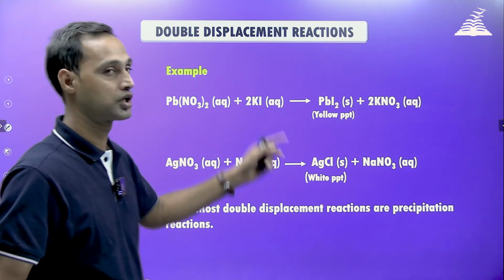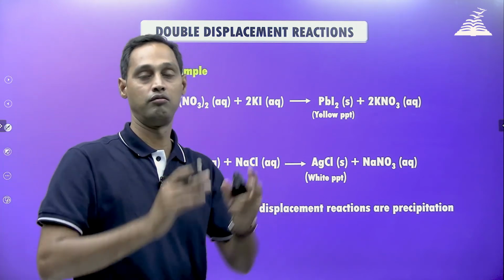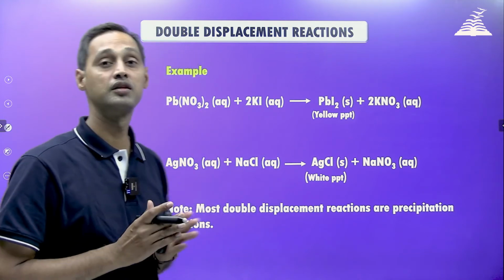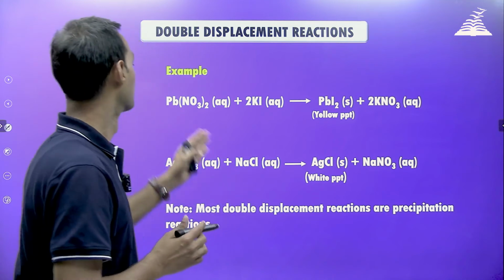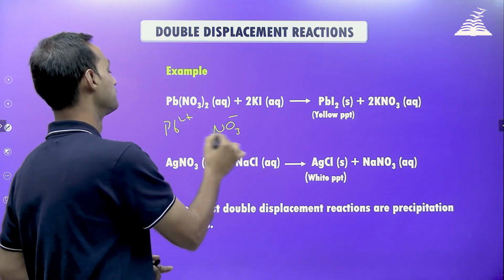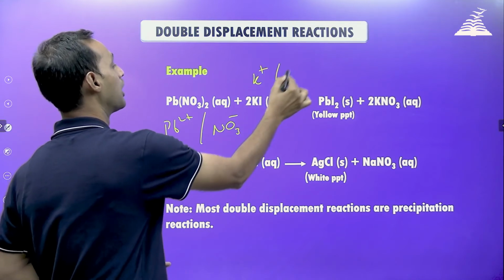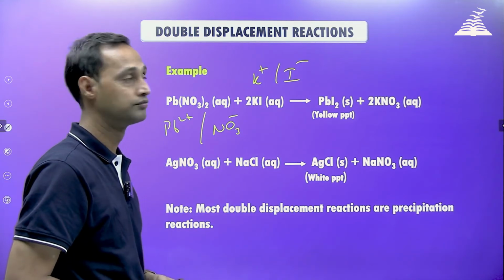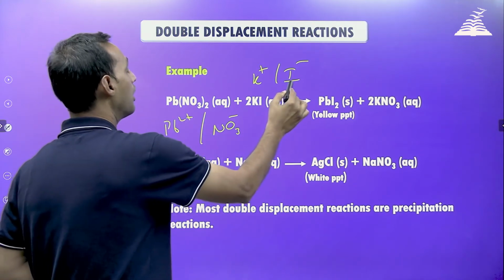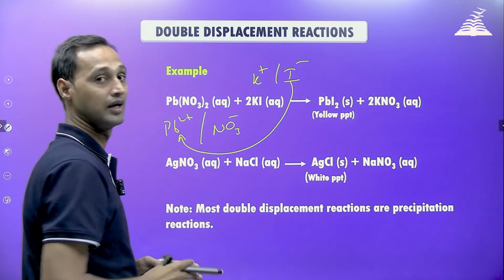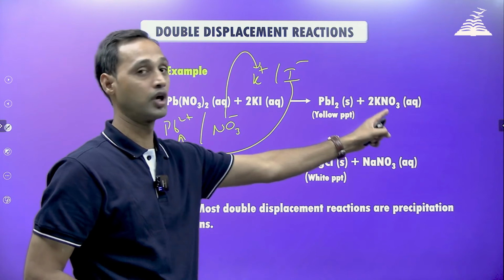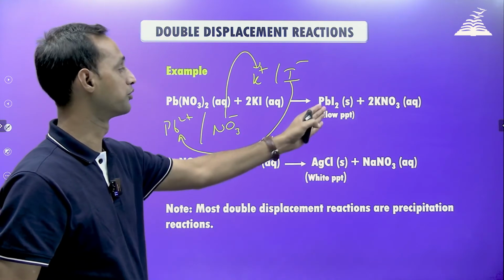Lead nitrate solution and potassium iodide solution. Two solutions are mixed. And then what do you notice? These solutions exchange their ions. Here lead ions and nitrate ions are there. Here potassium ions and iodide ions are there. So they are exchanging their ions. Now iodide ions join with lead ions, and nitrate ions join with potassium ions, so that we got lead iodide and potassium nitrate. A precipitate is formed.